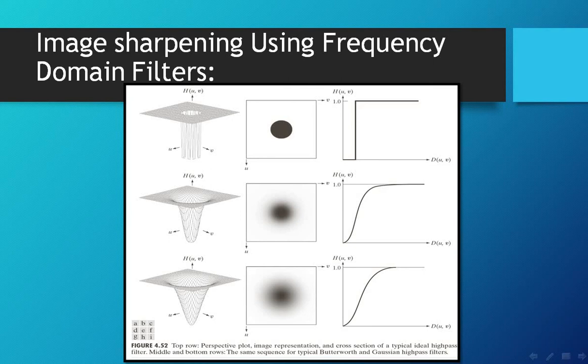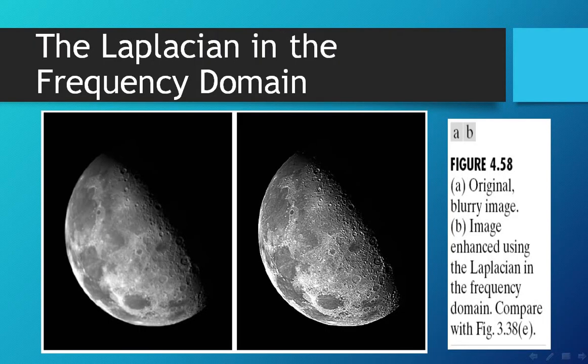In the ideal, Butterworth and Gaussian filters, the effect changes and gives a smoother output in image transformation, and the filters are used for enhancing images correctly and effectively.